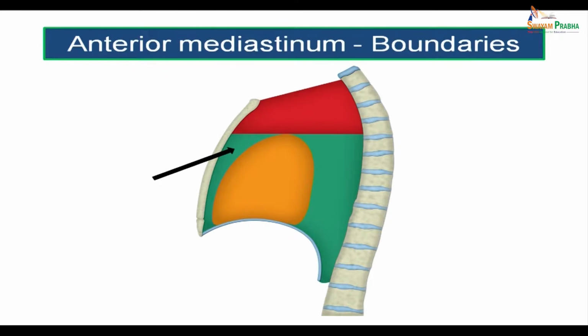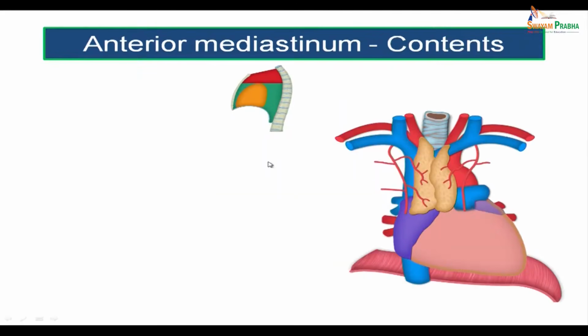Now let us look at the boundaries of anterior mediastinum. Anterior mediastinum is bounded anteriorly by this bone which is present. This is the sternum. So it is bounded anteriorly by the body of sternum, posteriorly by the pericardium and the heart, and on either side it is bounded by the mediastinal pleura.